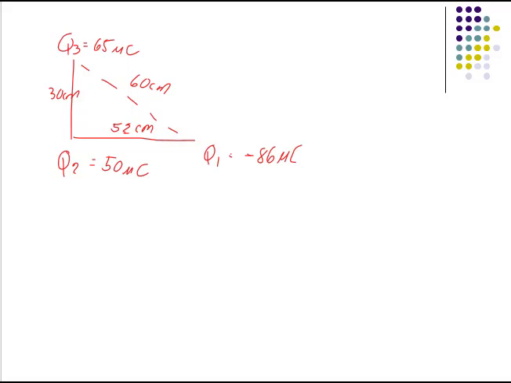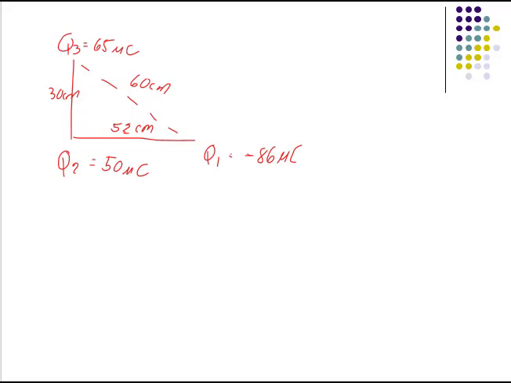Okay, so let's have this last item. Here in the illustration, Q2 is found at the origin, and then Q1 is located 52 centimeters away from the origin. Q1 is negative 86 microcoulomb. Q2 is positive 50 microcoulomb. And then you have Q3, which is positive 65 microcoulomb. Q3 is located 30 centimeters above Q2. Now the question here is to solve for the net force on Q3 by the charges Q1 and Q2.